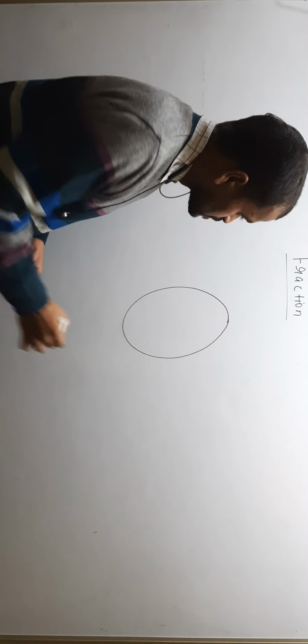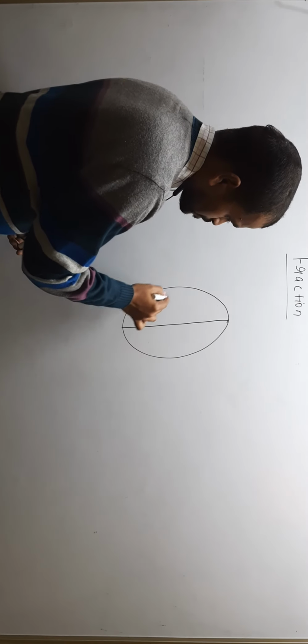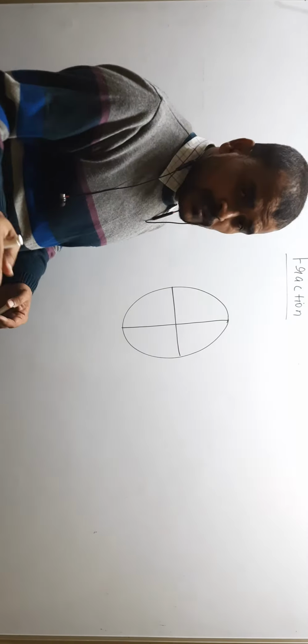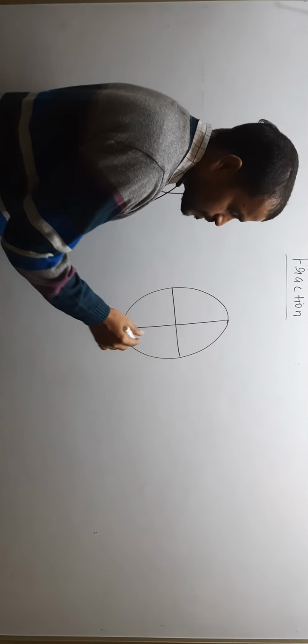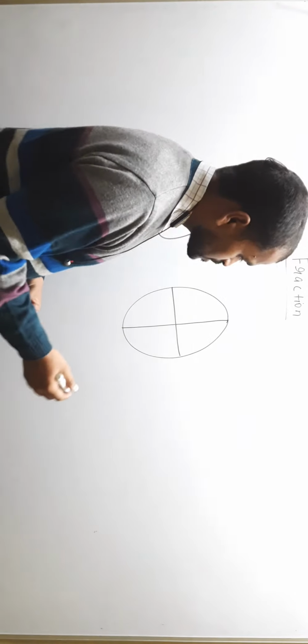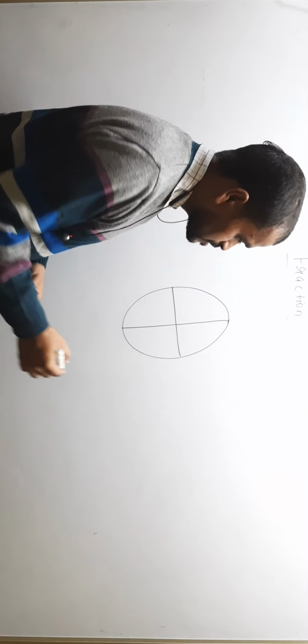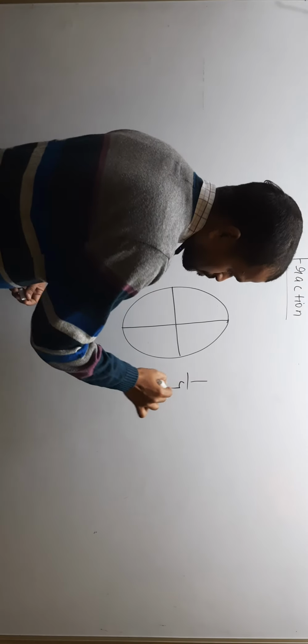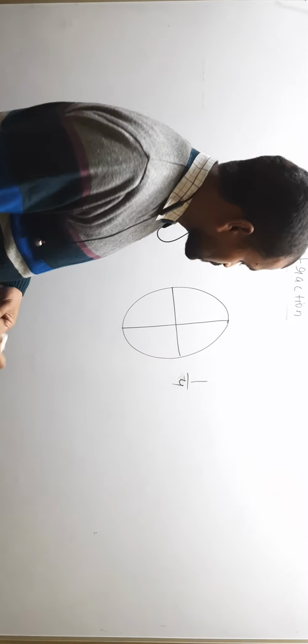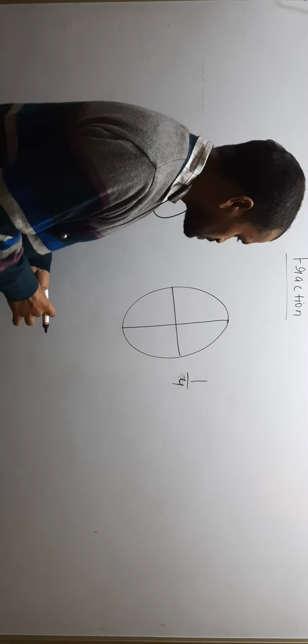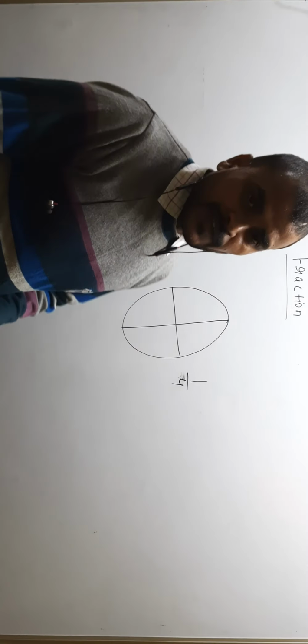So this is your pizza, right? And you have divided it into four equal parts and distributed each equal part among your friends. So how can you say what portion one friend has eaten? You can say 1 upon 4, one fourth part of the pizza you have eaten. So this is called the fraction.